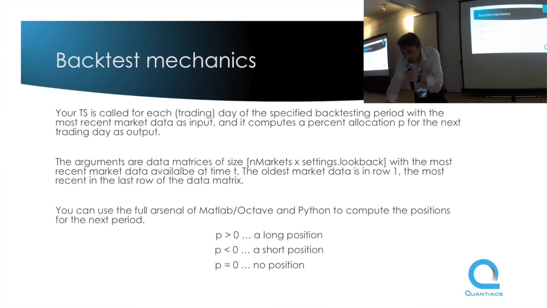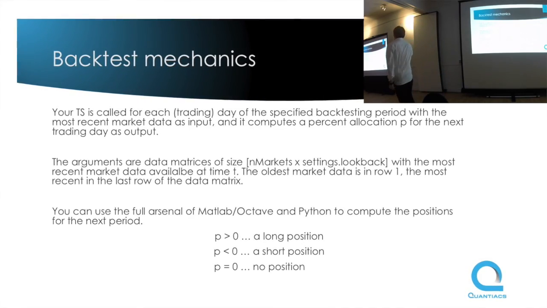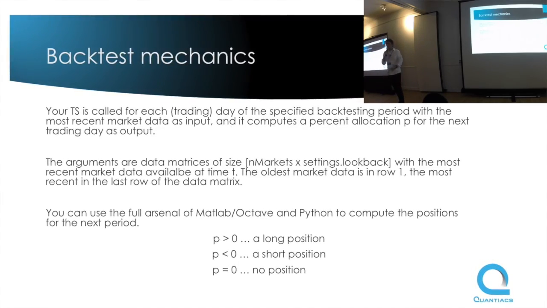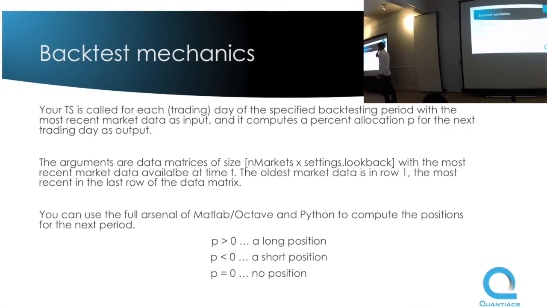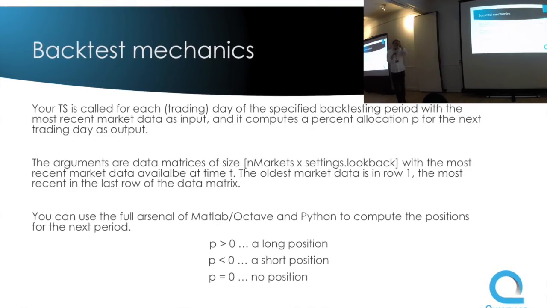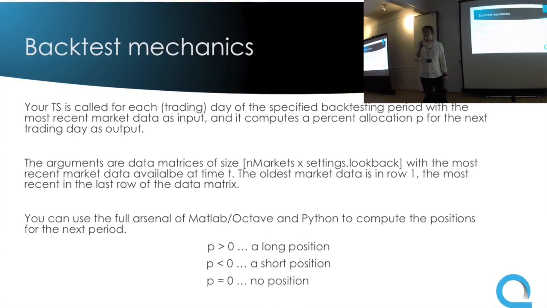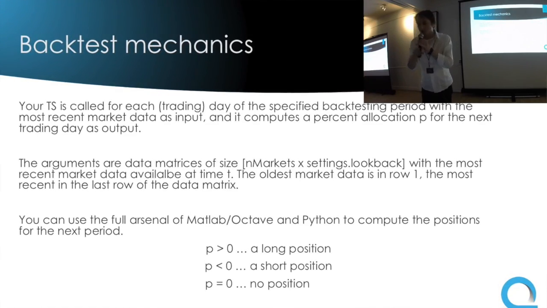Yeah, we already touched the mechanics. So your trading system is called every day. You are asked to compute a position size vector P that is either positive or negative or 0. If it's positive, you want to trade the market long. If it's negative, you want to trade it short. If it's 0, you don't want to trade the market at all. The sum of P's is normalized to 1, so this is really a percent allocation of your capital at every stage across the markets in your portfolio.